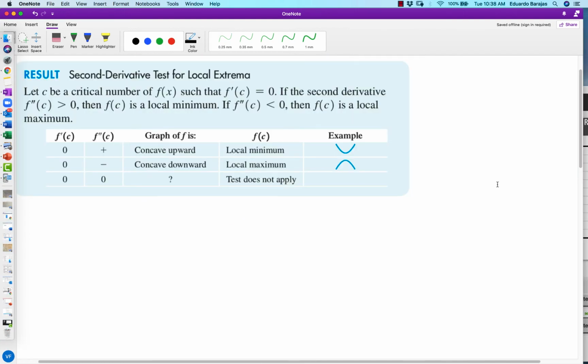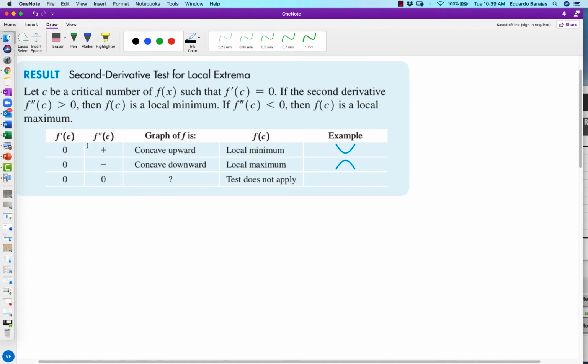Okay, so all that results in the second derivative test for local extrema. Let c be a critical number of f such that f prime of c equals 0. If the second derivative f double prime of c is greater than 0, then f of c is a local minimum. If the second derivative is less than 0, then f of c is a local maximum. Here's a little table of possible outputs. So f prime of c equals 0, and also the second derivative evaluated at c is positive.